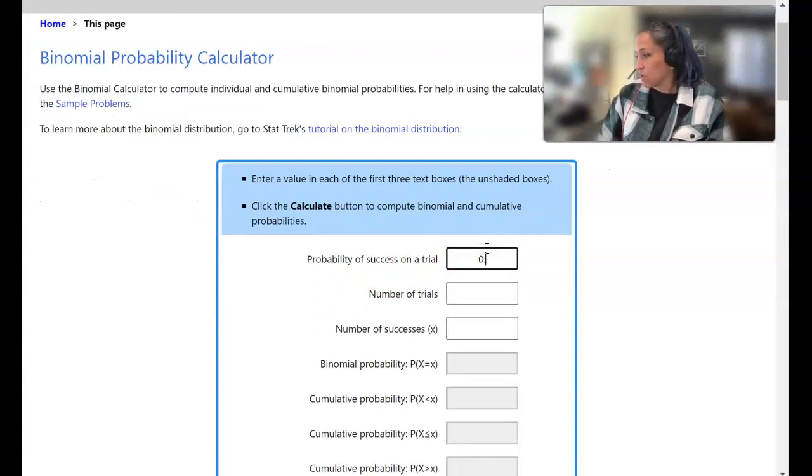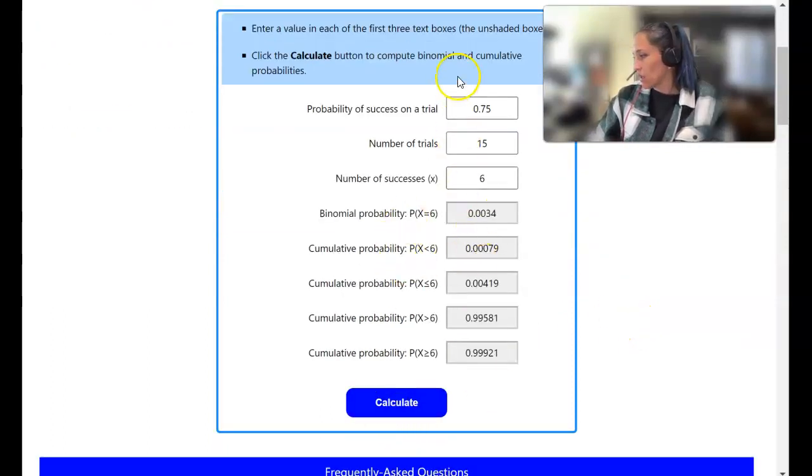It asks for the same thing. What's the probability of success on a single trial? How many trials are you doing? And what success do we care about? So in this case, 6. And if you press calculate here, it gives you every possibility that we saw in StatCrunch.